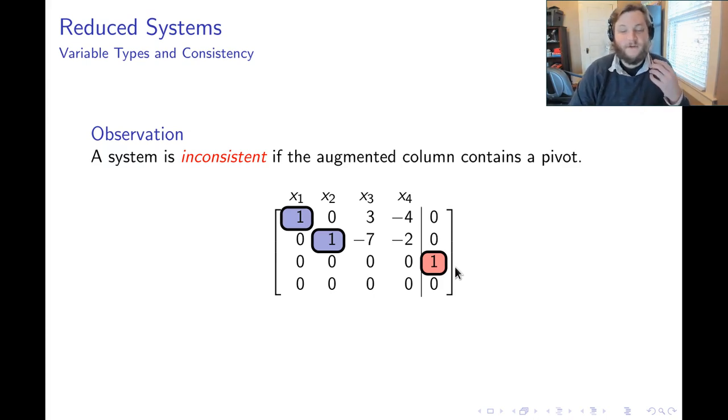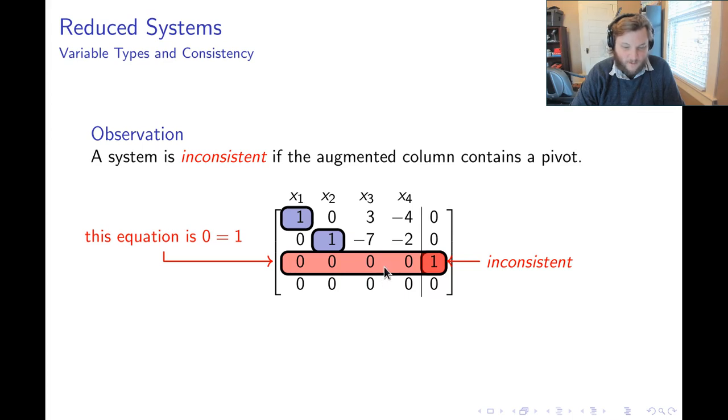And I want us to consider the consequences of this. So this pivot in the augmented column, well, that means that we have a 1 here, and there's zeros before that 1. Well, think about which equation is being represented by this third row of this matrix. So this is telling us we're inconsistent, and the reason is because the third row here is giving us the equation 0 times x1 plus 0 times x2 plus 0 times x3 plus 0 times x4 equals 1, which is the equation 0 equals 1, which is impossible. And this always happens if we have a pivot in the augmented column of a reduced row echelon form system.